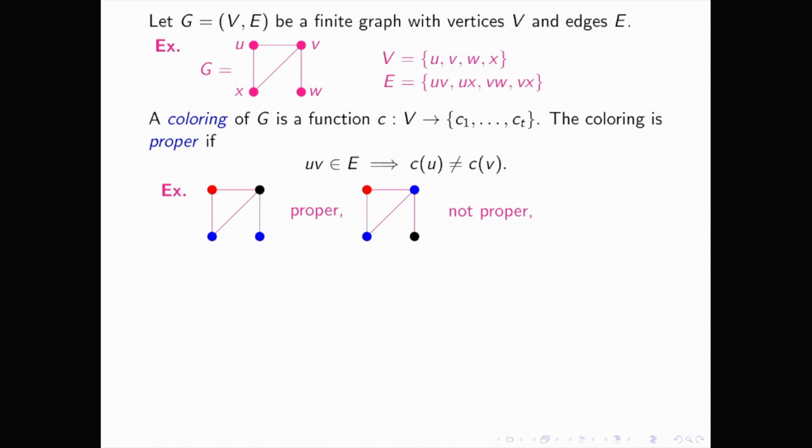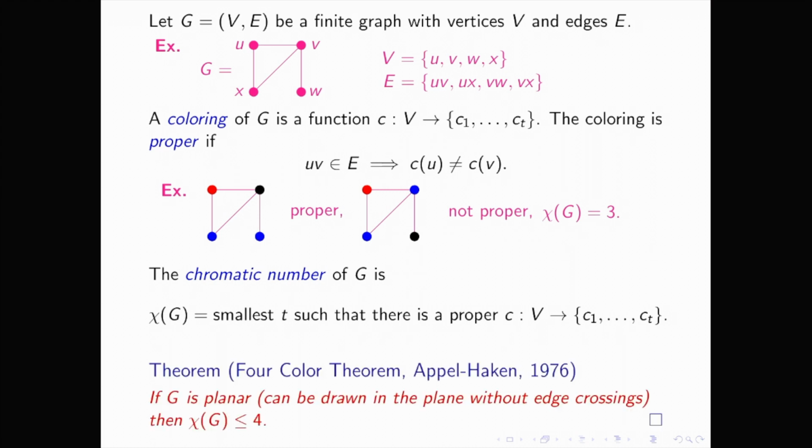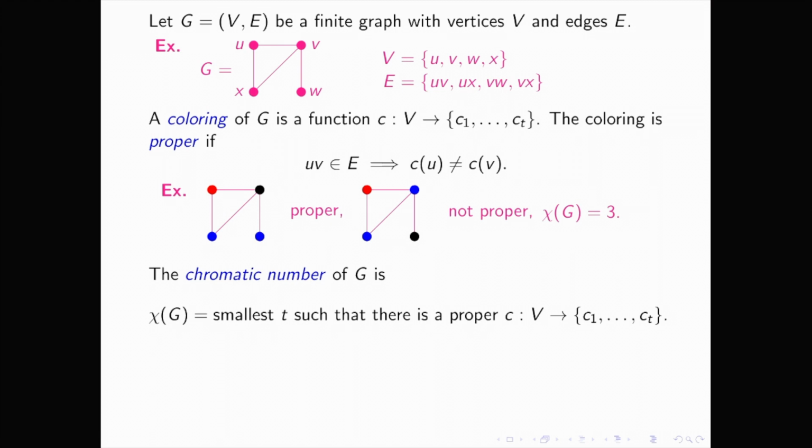one invariant of a graph is what's called its chromatic number, and it's denoted chi of G, and it's the smallest number of colors that you can use to properly color the graph, right? So we want to be as efficient as possible and use the smallest number of colors. I claim that the chromatic number of this graph is 3.